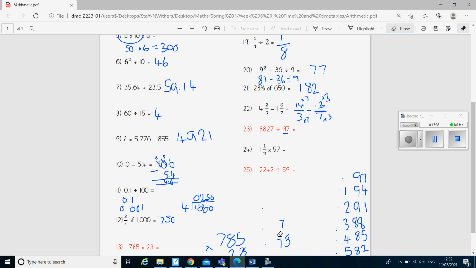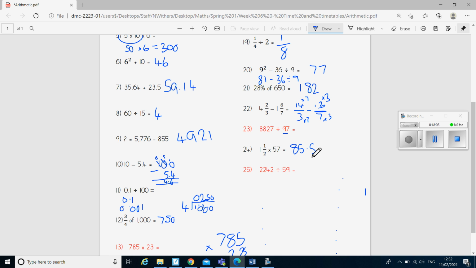Okay, question 24. 1.5 times 57. There's 2 ways of doing this. You can do 1 lot of 57 and half of 57 and add them together. Okay, 1 lot of 57 is 57. Half of 57 is 28.5. Stick those together. The answer that you might have got for that one is 85.5.